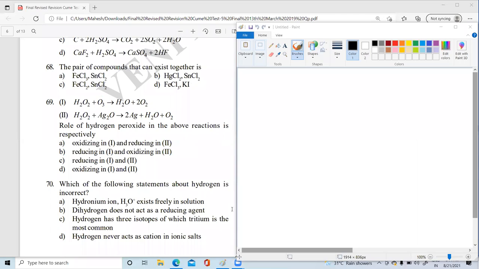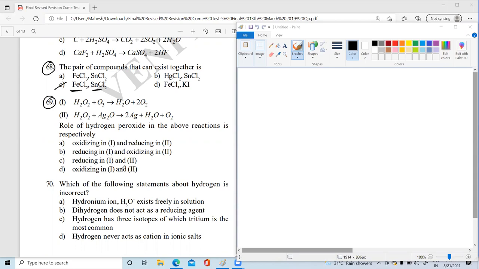Next student, question number 68. In question number 68, they are asking which pairs of compounds can exist together. You can check in option C, this is Lewis acid and SnCl2. Both can exist together, students. The remaining ones are not possible to exist together. So option C, that is the direct statement.